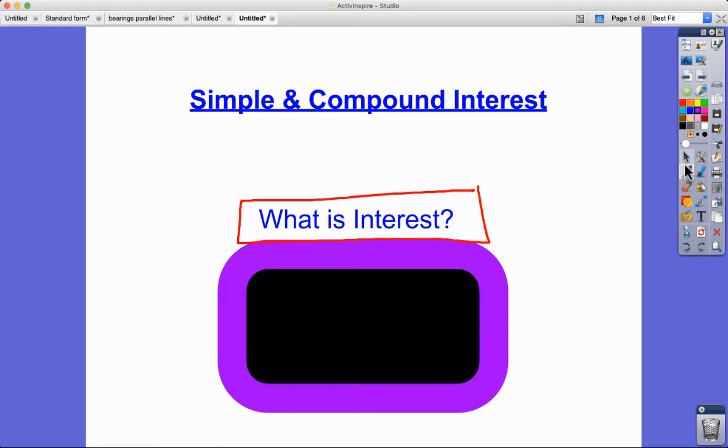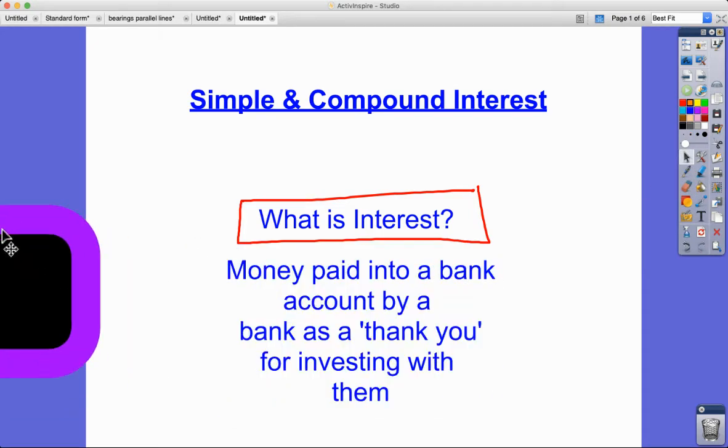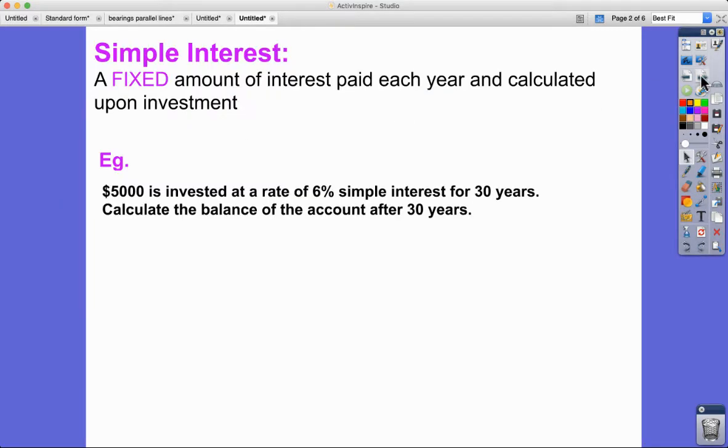First of all, what is interest? It's money paid into a bank account by the bank as a thank you for investing with them. The first type we'll look at is simple interest. This is a fixed amount of interest that is paid each year, and crucially, it's calculated as soon as you invest your money. So your initial amount is the amount that your interest rate is calculated on.